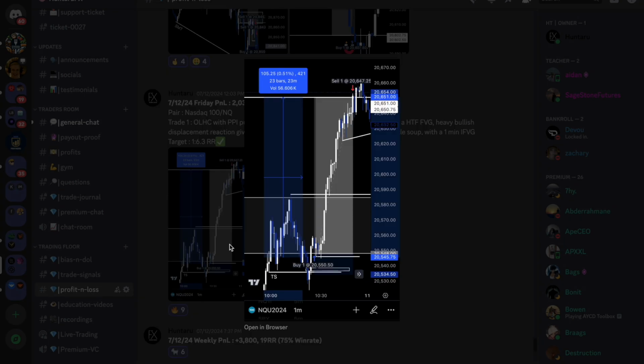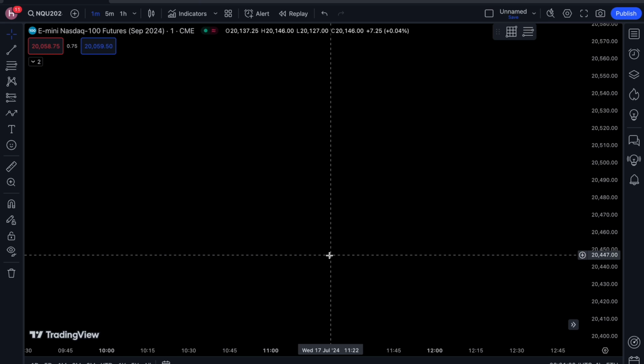Here is another example of a turtle soup I caught on Friday, which brought me 420 handles. So right here, as you can see, this was that internal liquidity level, internal sell side liquidity, where price came lower, turtle souping this low, sweeping that level of liquidity, accumulation, manipulation, and off that turtle soup, we tapped into this PD array right here, this 1-minute imbalance, where we displaced off of, forming this fair value gap. So that's where I entered off of, and all you do is target that draw on liquidity, and as you can see, it works very, very well. So that is essentially how you trade turtle soup.